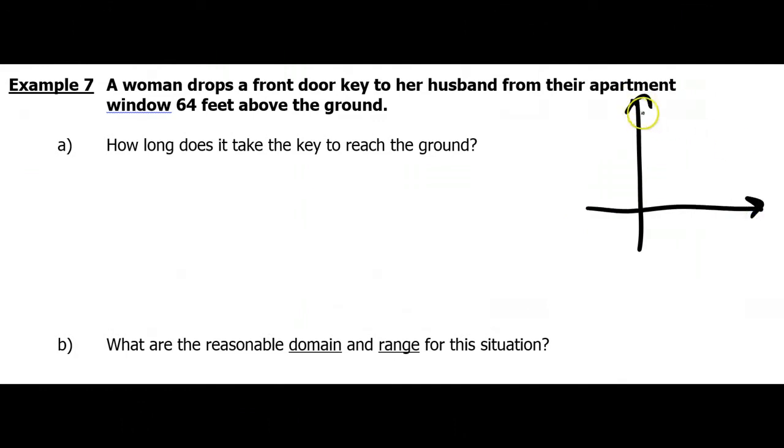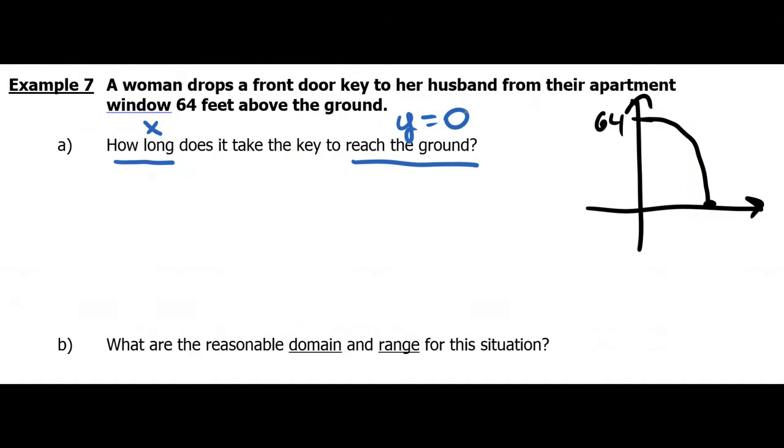Okay, here's where the key's starting. The key's starting up here at 64 feet off the ground. Okay, and then the key is going to fall, and then eventually at some point in time here it's going to hit the ground where it's going to be at 0 feet. So the first question is asking how long, so we're supposed to find x, does it take the key to reach the ground? That means y value is equal to 0.